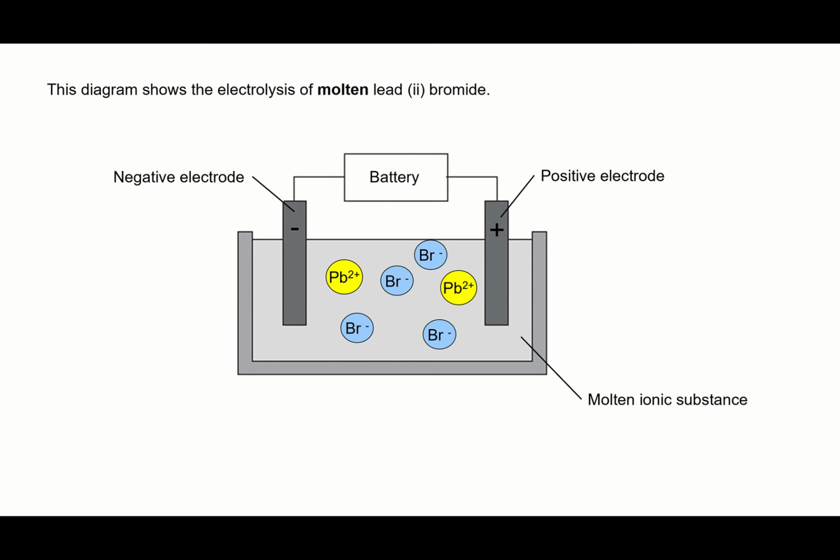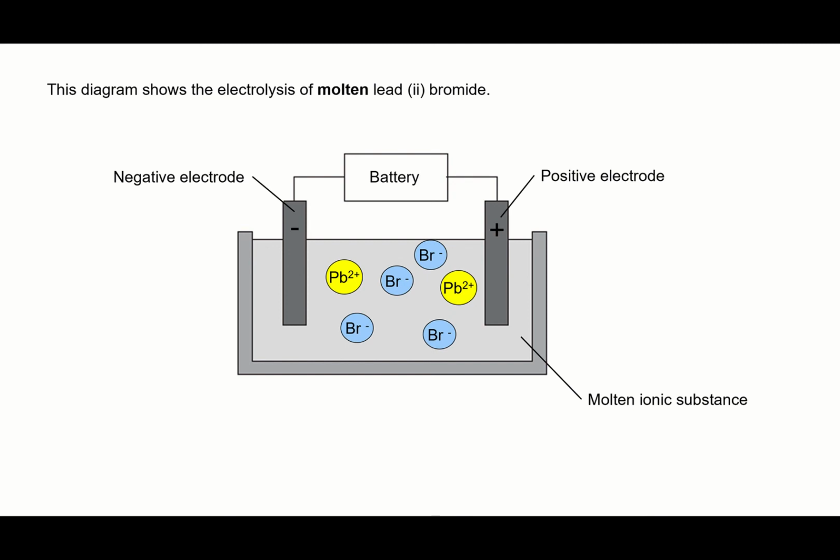Let's take a look at an example. So it's a very well-known example. It comes up in textbooks very often, and it comes up in exam papers very often. Lead bromide. So we're going to look at electrolyzing this molten material. So if we take a look at this picture in front of us, we have a negative electrode on the left-hand side, a positive electrode on the right, and those are both dipped into our molten ionic substance, in this case lead bromide.